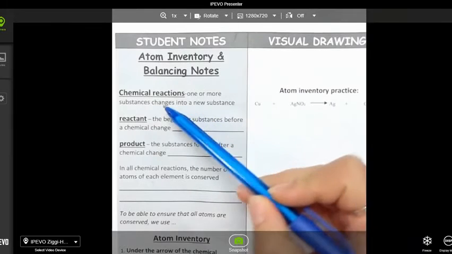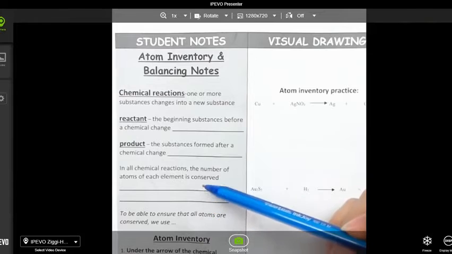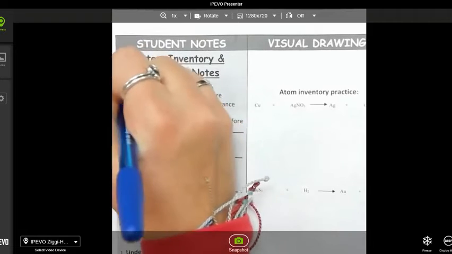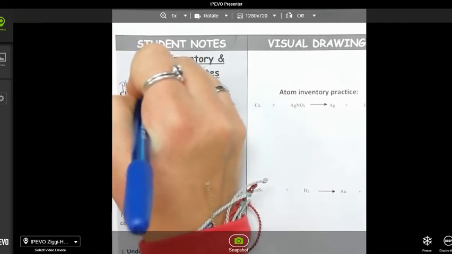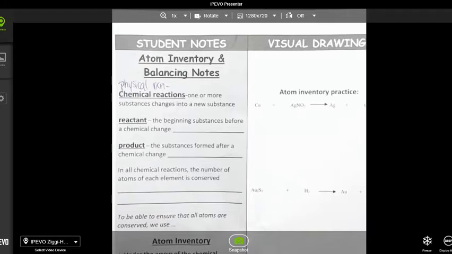And chemical reactions is when one or more substances changes into a new substance. So it's things like you start with something and you end up with something that's completely different. So a chemical reaction is completely different than a physical reaction. So physical reaction or a physical change is when something starts as something in one form and changes into the same thing in a different form.